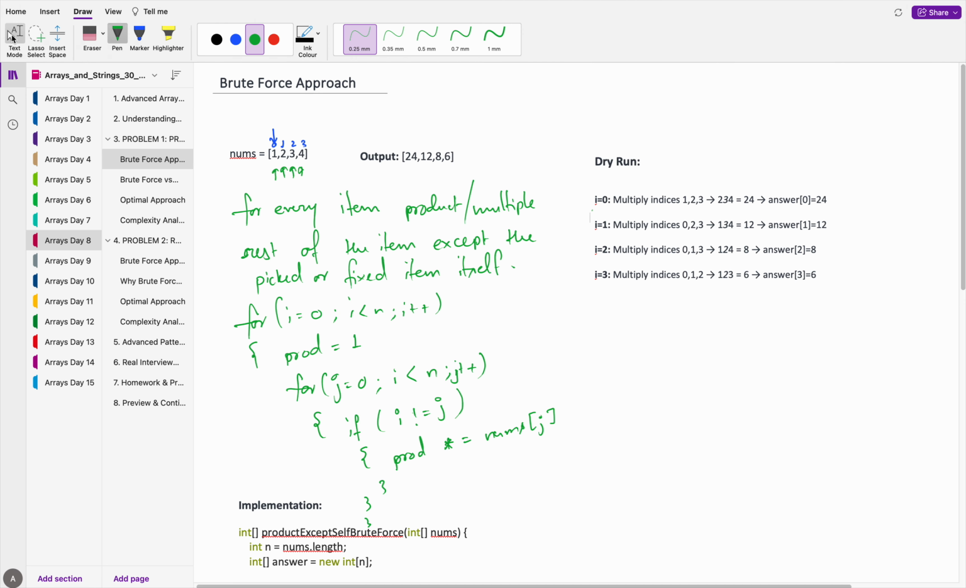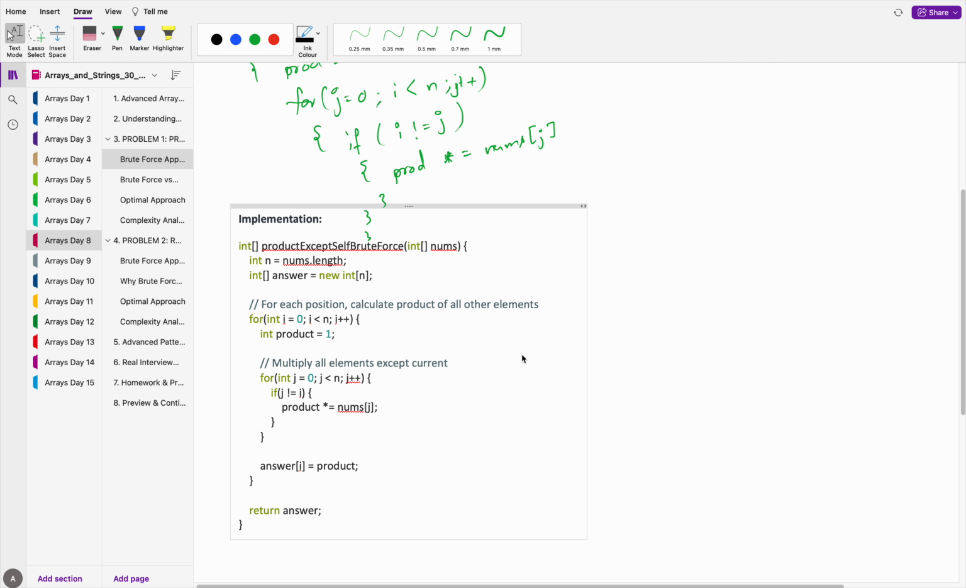So I think I should put proper multiplication symbol here. Then only it will be very clear to you. What are we doing here is 2 multiplied by 3 multiplied by 4 and here 1 multiplied by 3 multiplied by 4. Okay, and here 1 multiplied by 2 multiplied by 4 and here 1 multiplied by 2 multiplied by 6. Okay, that's what is happening here. So let's see the code quickly.